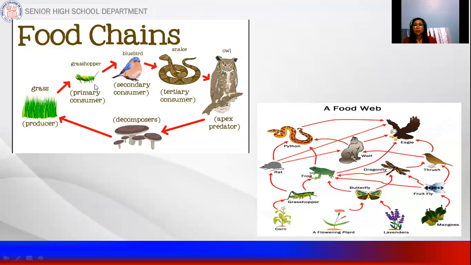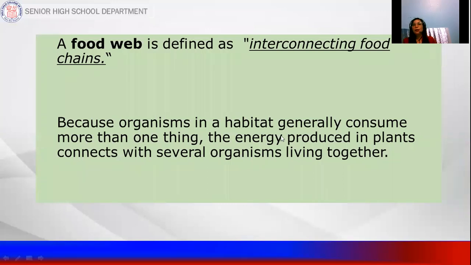It's a food chain wherein there is a flow of energy. Okay, we also have a food web. A food web is a chain of different food chains. As you can see in the image, it is defined as interconnecting food chains, because organisms in a habitat generally consume more than one thing, so the energy produced in plants connects with several organisms living together.